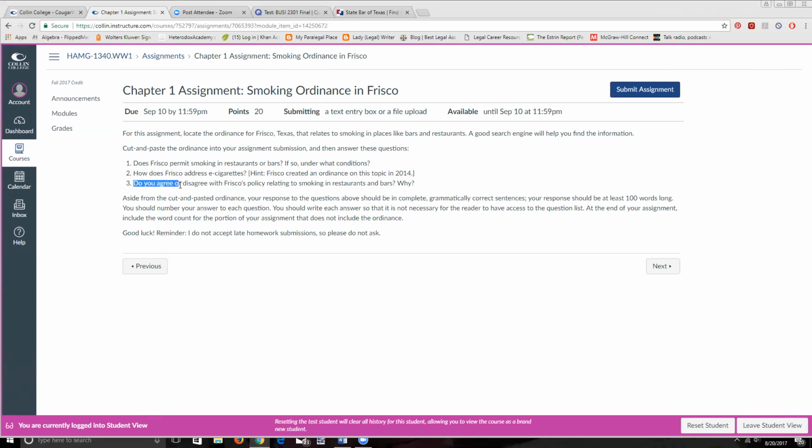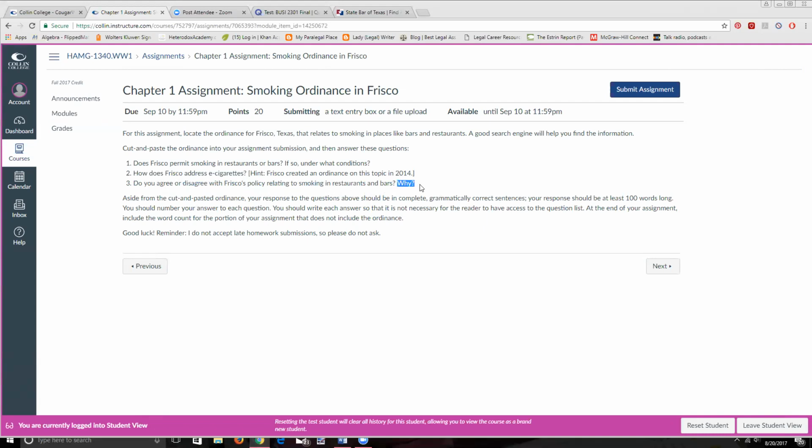In most cases, your last question for the assignment will be one in which you express your own opinion. Obviously, only you know what your opinion is. I don't have a dog in that fight. You can agree with the policy or disagree with the policy as you see appropriate. What I'm most interested in is the reason why.